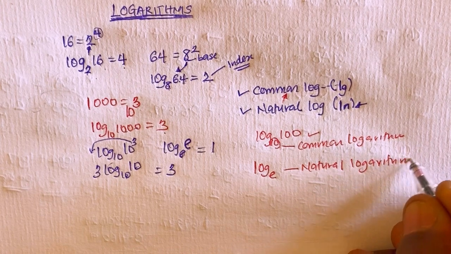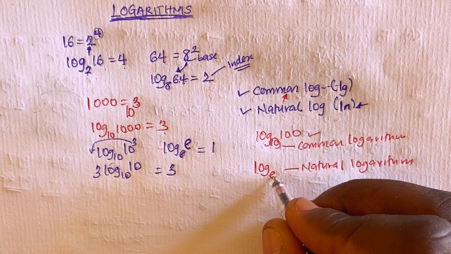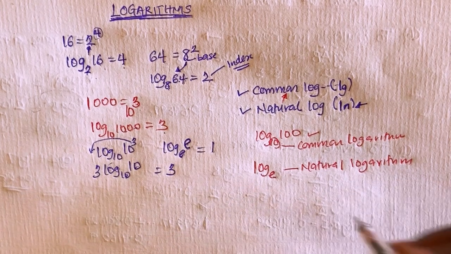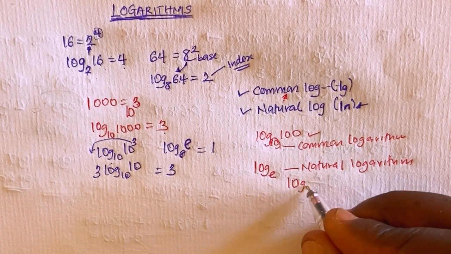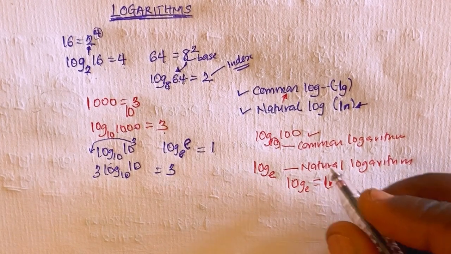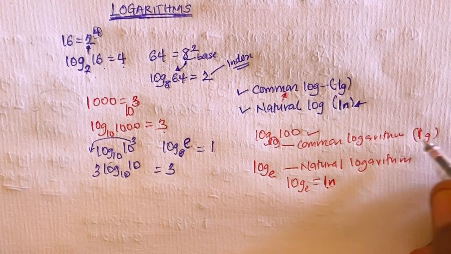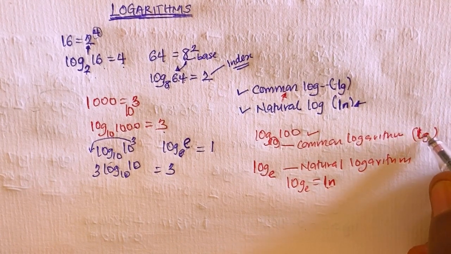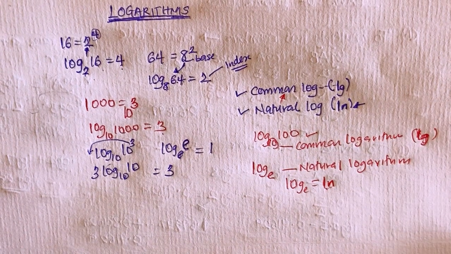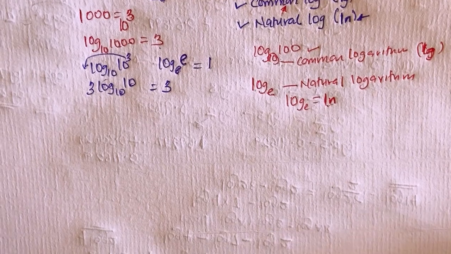Any logarithm in which the base can be anything, they are known as what? Natural logarithm. You understand that? And your natural logarithm is simply represented as ln. Right? While your common logarithm is simply represented as lg. So that's just it. Now I'll be solving some questions on logarithm.